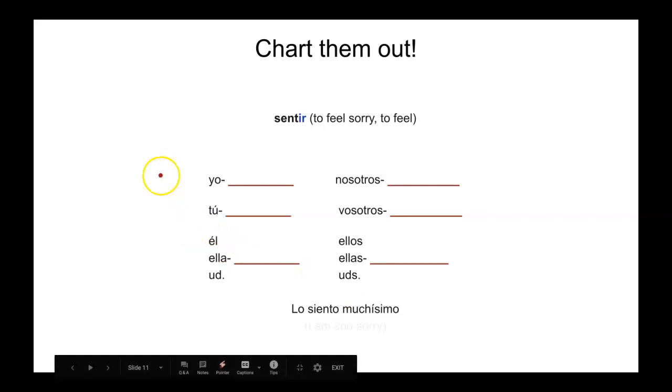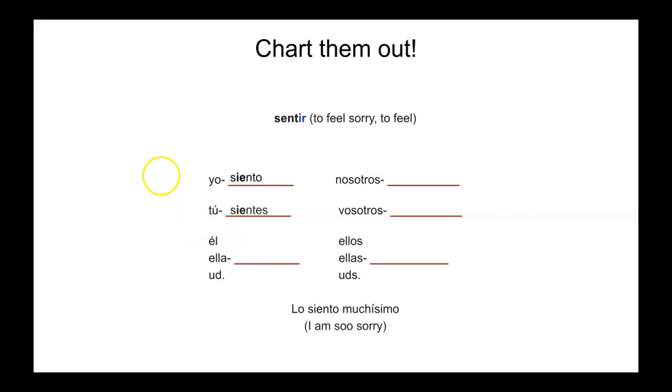Give me the yo form. Give me the tú form. Give me the él, ella, usted form. Give me the nosotros form. Give me the vosotros form. Give me the ellos, ellas, ustedes form.